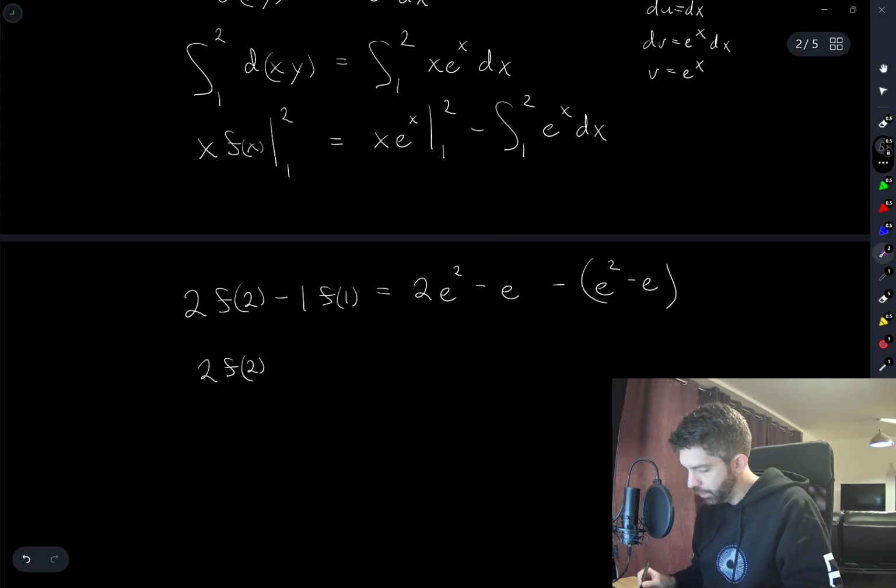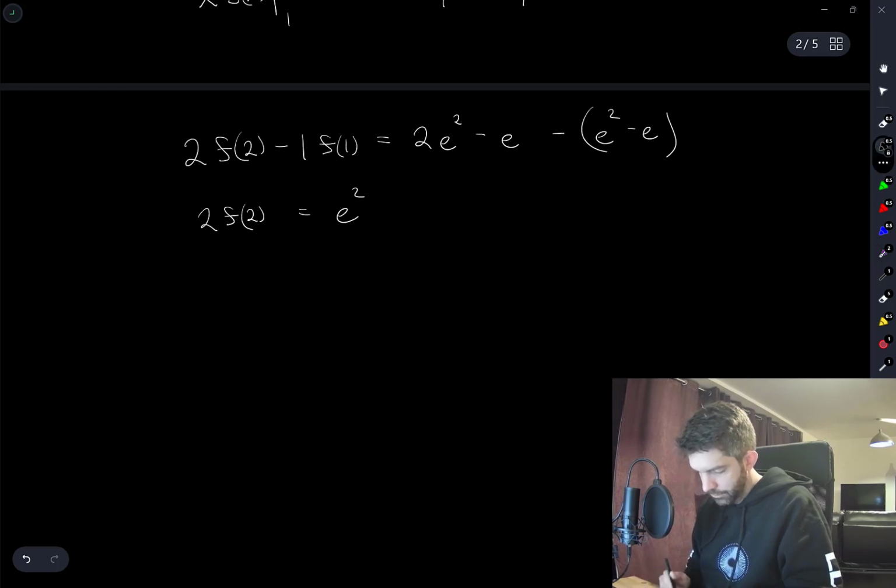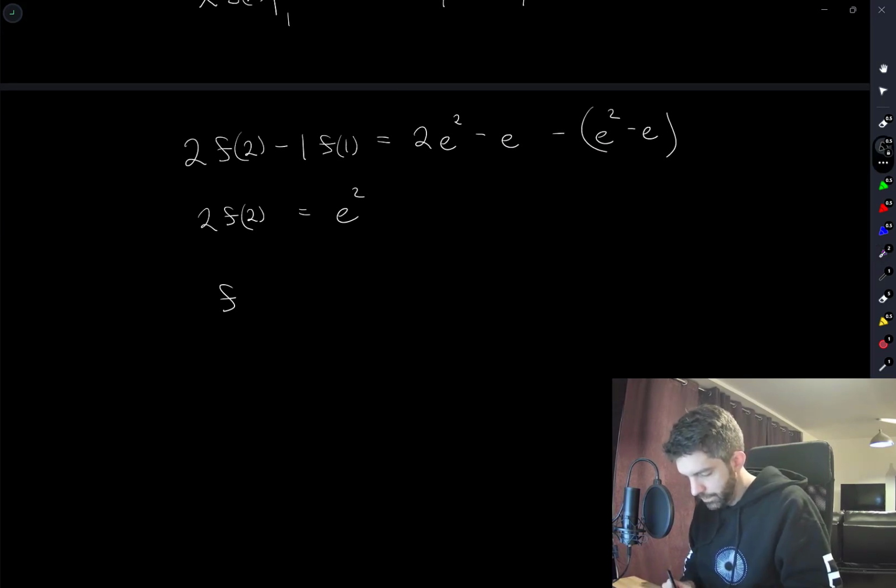We're given that f of 1 is equal to 0. So I have e squared, e squared cancels, and that e cancels there. So I just have f of 2 is equal to e squared over 2.